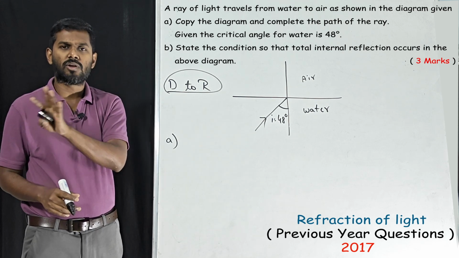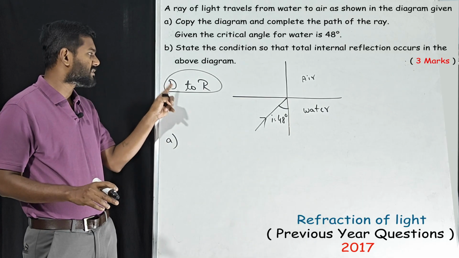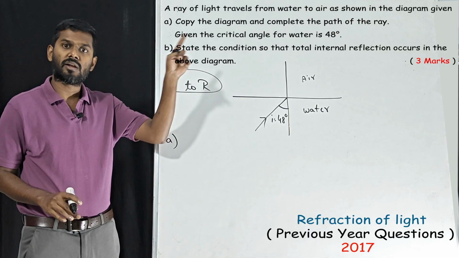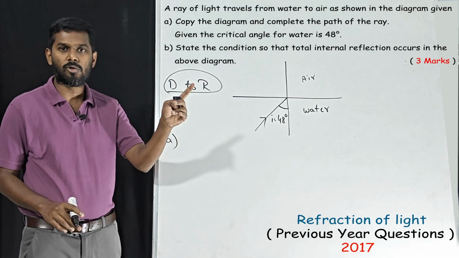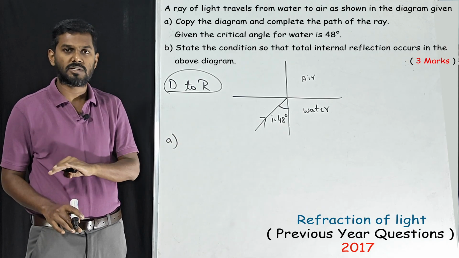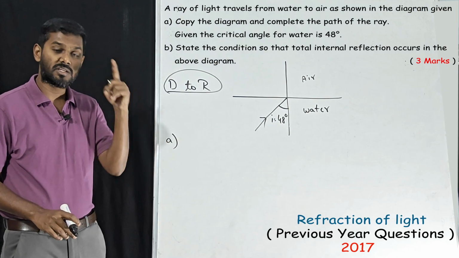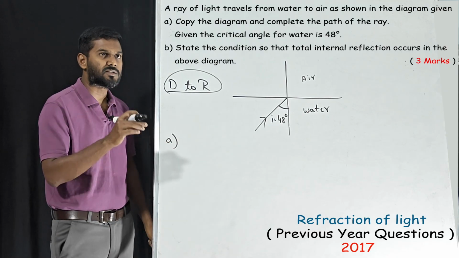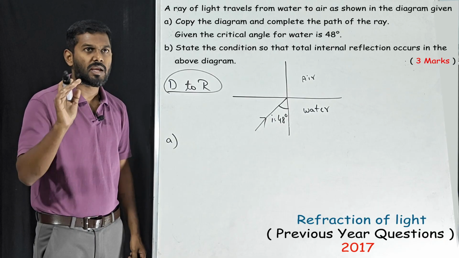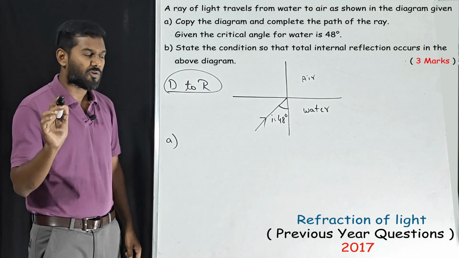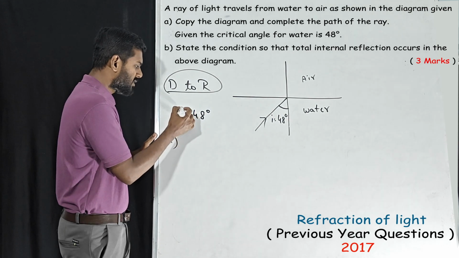Whenever critical angle and total internal reflection come into the picture, you have to see whether the light is coming from denser to rarer or rarer to denser. If it is from rarer to denser, whatever we have learnt about critical angle and total internal reflection will not work. That is why denser to rarer or rarer to denser is very much important. Next, now we'll go for the question. Copy the diagram and complete the path of the ray, given the critical angle of water is 48 degrees. Okay, critical angle is 48 degrees. That is what they have given.